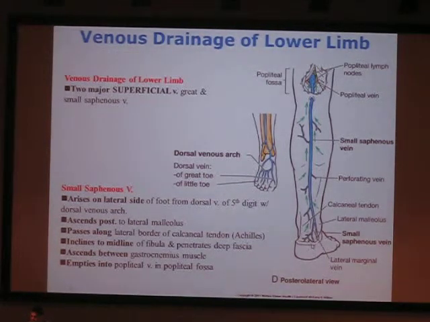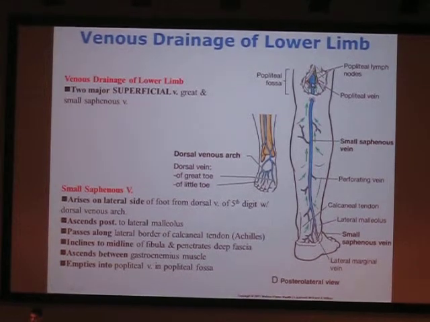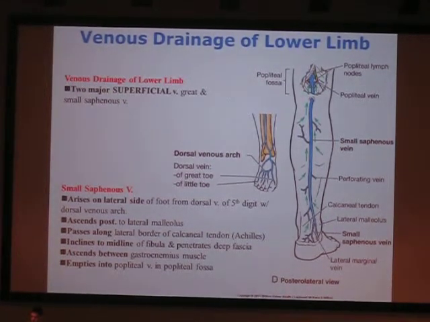And so here we're looking at something that's posterior on the leg when we're talking about the small saphenous vein. It inclines to the midline of the fibula. We know that the fibula is a lateral leg bone, and it penetrates into the deep fascia to enter this area here called the popliteal fossa. And so here it enters into this popliteal vein.